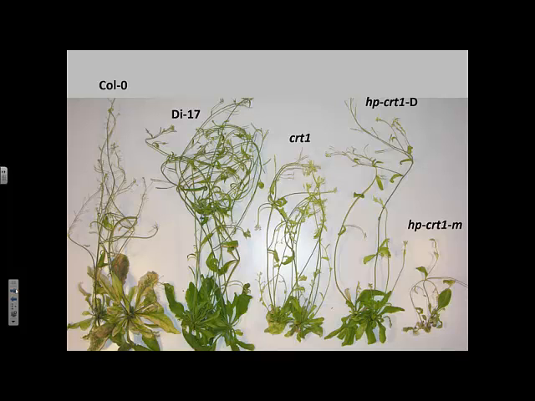And this is actually taken about 3 weeks later. And this shows Di-17 setting nicely. The seed is being set very nicely. And Columbia 0 is setting little or no seeds. That's a typical symptom. And when we examine the CRT1 and CRT1 silencing lines, we saw they are suffering pretty much.